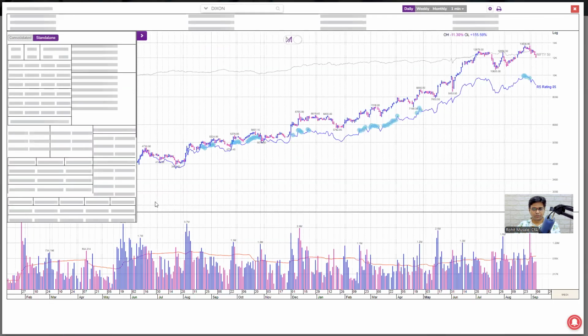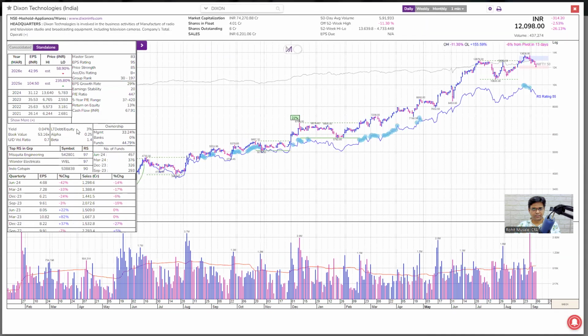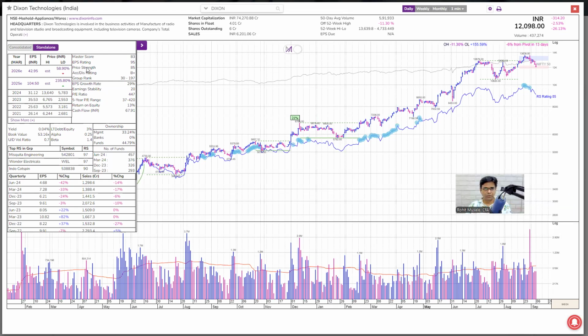I want to talk about these factors here. The factors that you see in this area: yield, book value, up down volume ratio, long-term debt to equity, alpha and beta. I have already discussed these factors in some other video. I have created a playlist called MarketSmith India Tutorials. If you watch all the videos one by one, you will come to know how to interpret these values and what to look for. So I want to cover these values in this particular video.